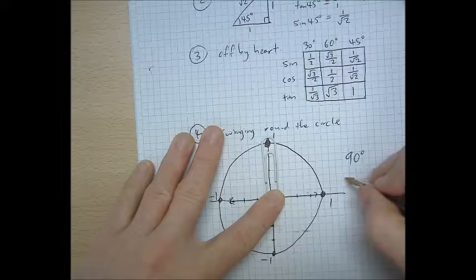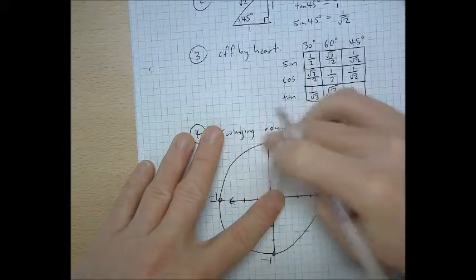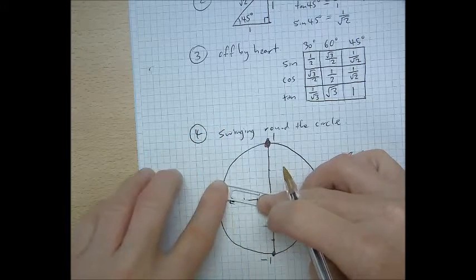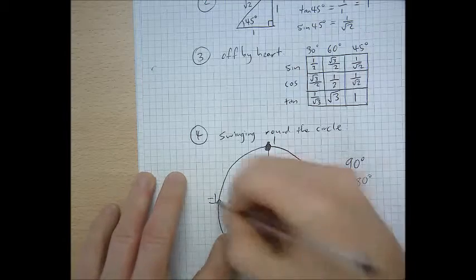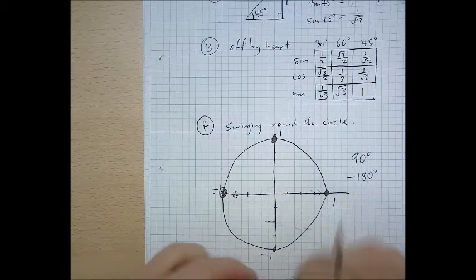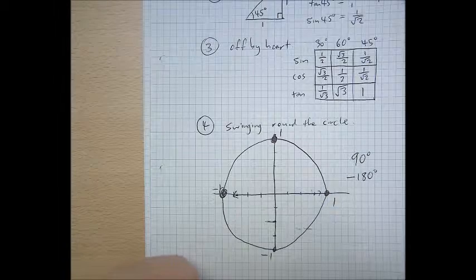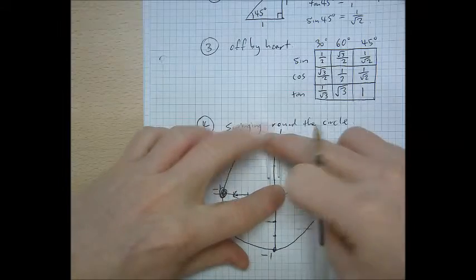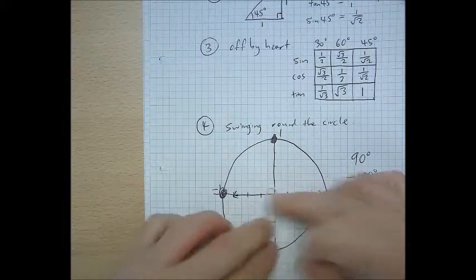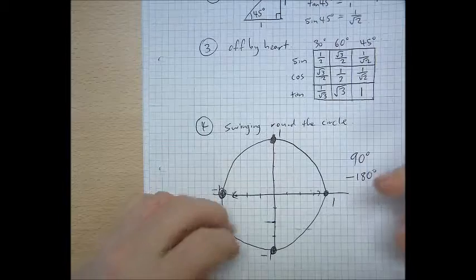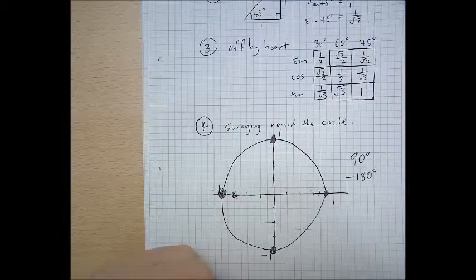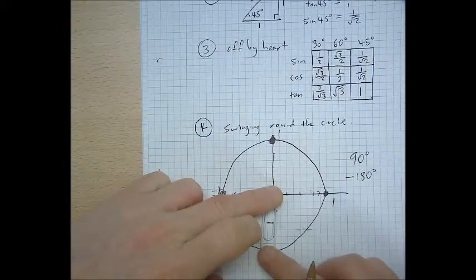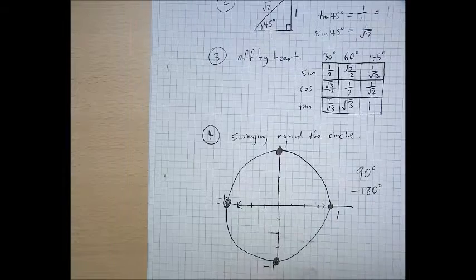If I said negative 180, swing the other way. So start there, negative 90, negative 180. So my fat dot for negative 180 is there. Another example would be positive 270. So it's 90, 180, 270. That lands you there. Another example could be 450. That's 90, 180, and 360. So 450 there as well.